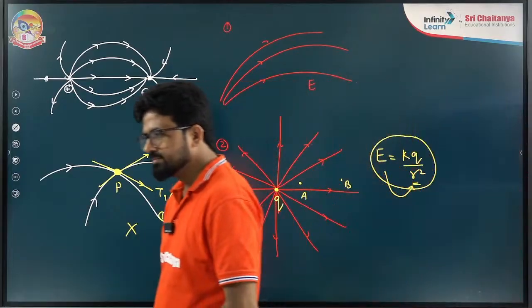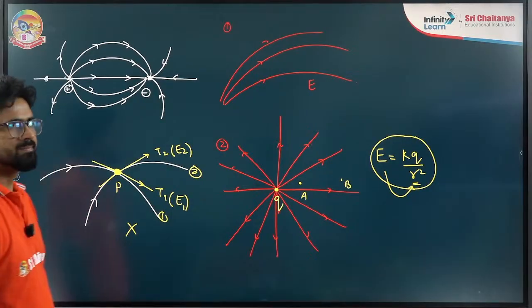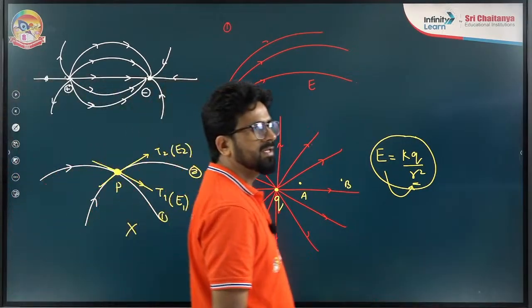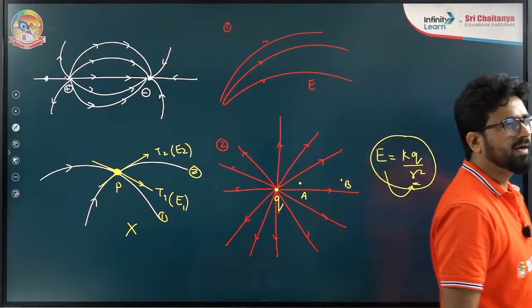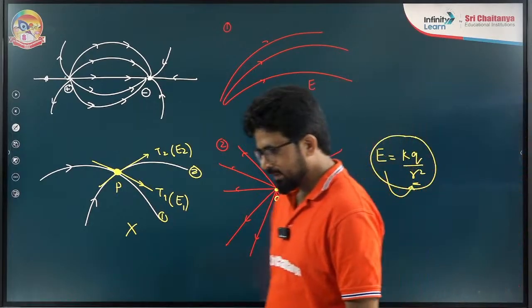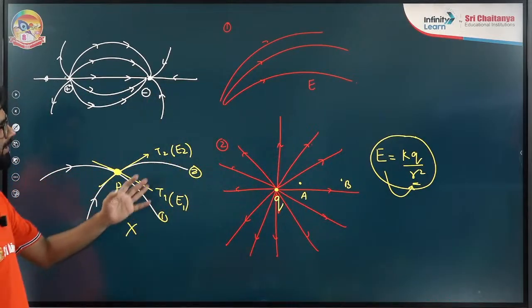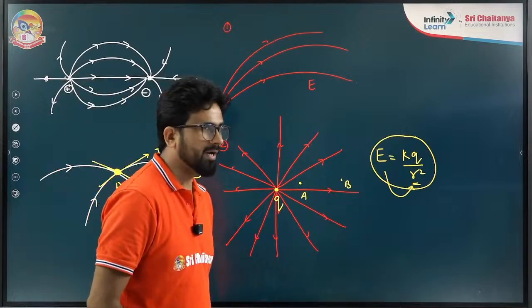Mandeep, very good. Sudhakar, Chandana, Swati, Niharika. Very good, beta. The field is more at A. Very simple. Why is the field more at A?